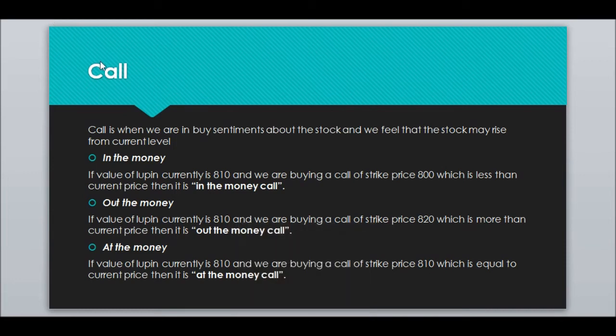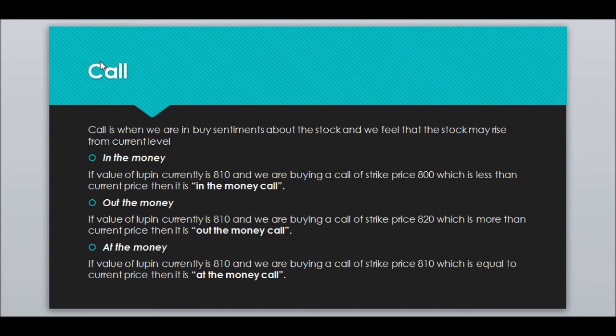We'll check what a call is. A call is when we have a buy sentiment about the stock, and we feel that the price of the stock will go up. So suppose we are taking a call of 800 for Lupin, and it has a value of 810 currently, and we are expecting it to rise. We are expecting it to go to 830. Then in this situation we will buy the call option.